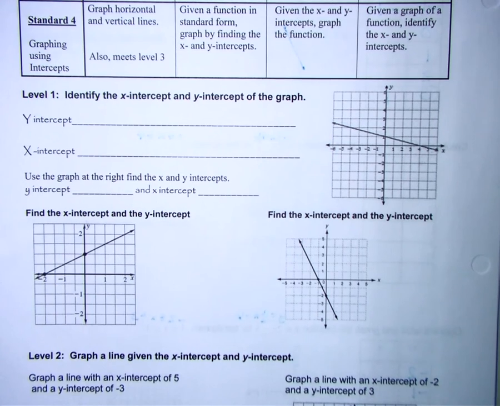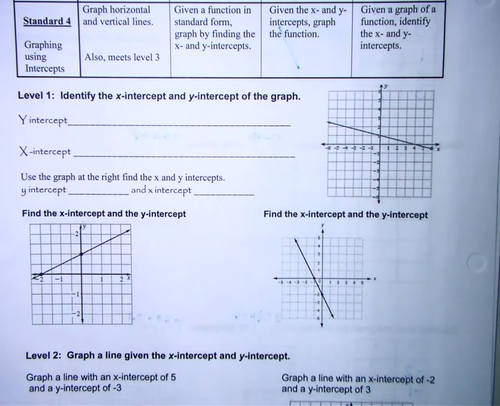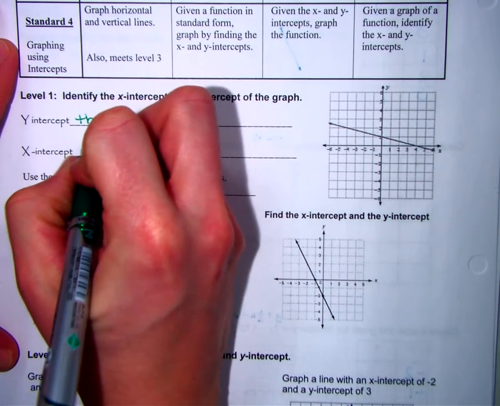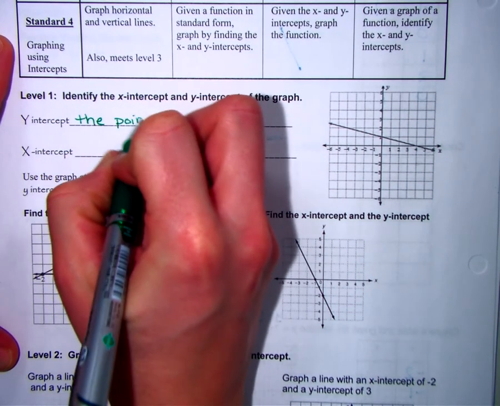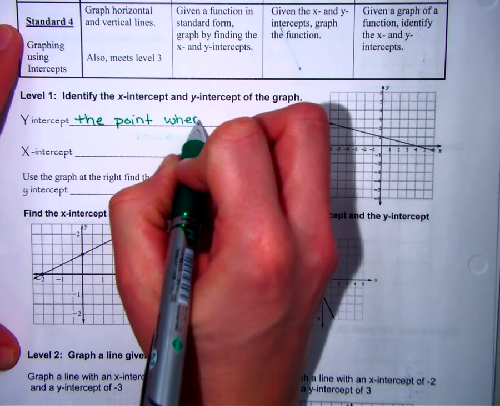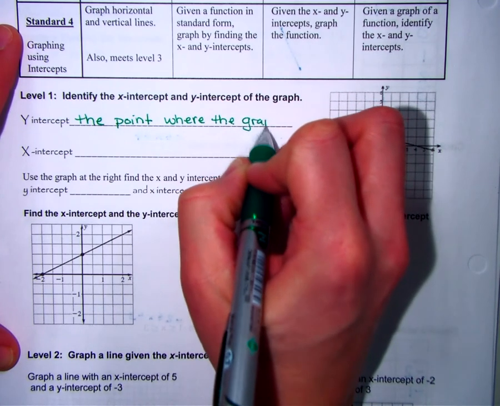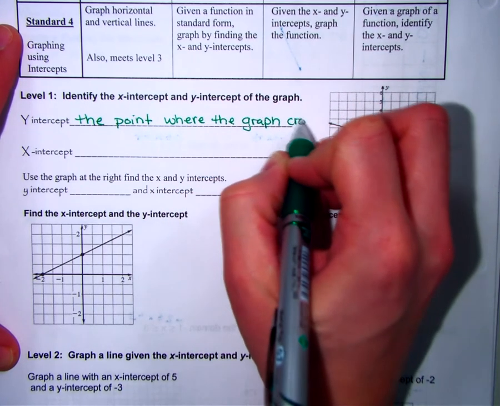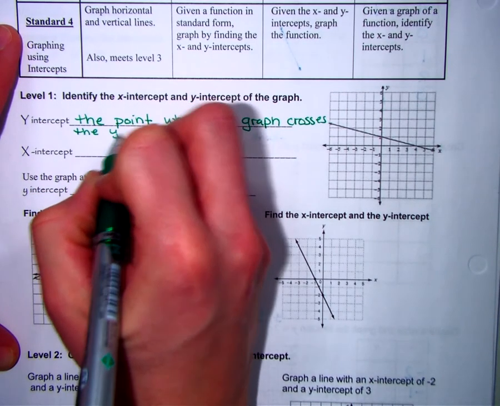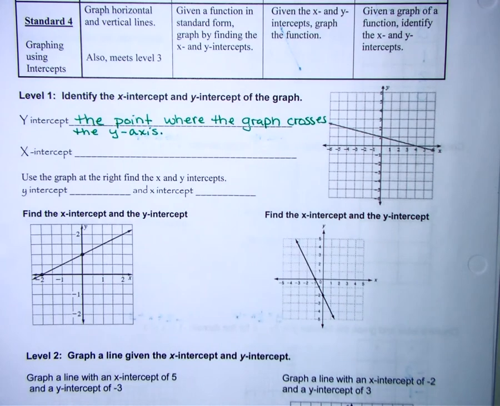The first thing you need to know is the definition of a y-intercept and an x-intercept. The y-intercept is the point where the graph crosses the y-axis.